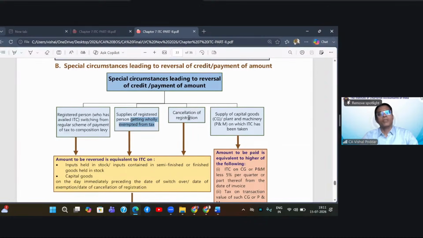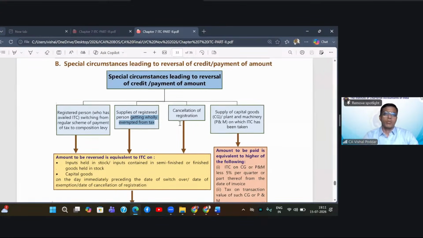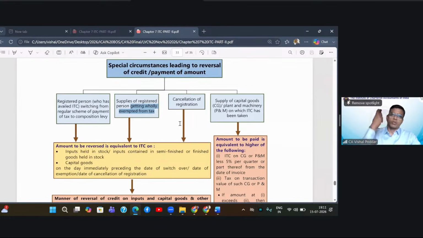And the last scenario is you were taxable, registered, and now you are becoming unregistered. So your registration is being cancelled. In all these three scenarios, what is happening is the reverse situation of above. Till now, you are eligible for ITC, so you have been taking ITC on all your inward supplies. Now from today onwards, you will not be eligible for ITC in all these three scenarios.